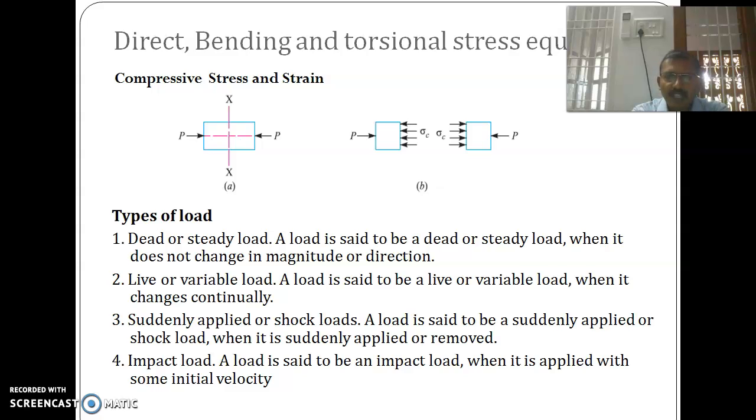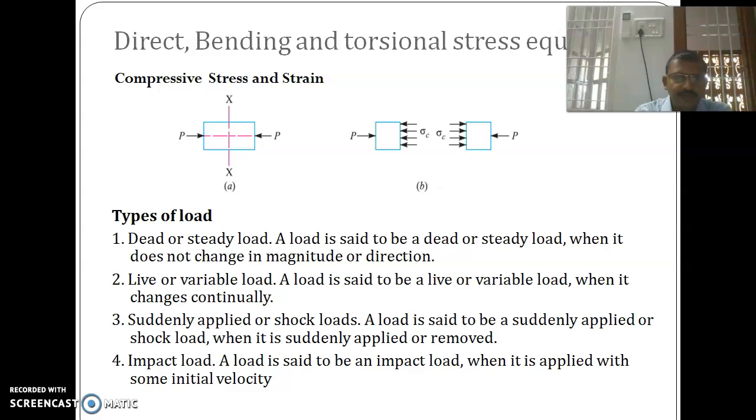And T by J equal to tau by R. Tau is the torsional shear stress, R is the radius, equal to C theta by L. C is the modulus of rigidity, theta is the angle of rotation, and L is the length of the shaft.